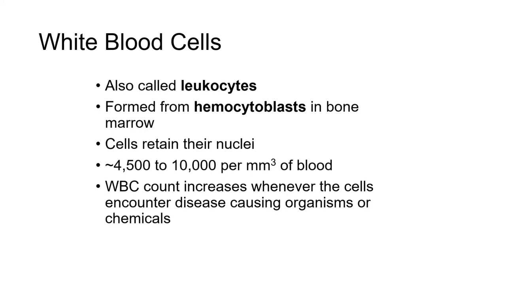And there are about 4,500 to 10,000 per millimeter cubed within your blood. White blood cell count increases whenever the cells encounter disease-causing organisms or chemicals. So they are the ones that help you protect against infection and diseases. And there are several different kinds because each kind works specifically against certain things. So we are going to go through them and talk about their characteristics and where we find them, how abundant they are, things like that.